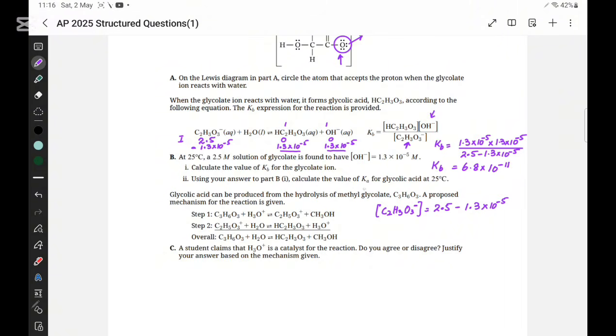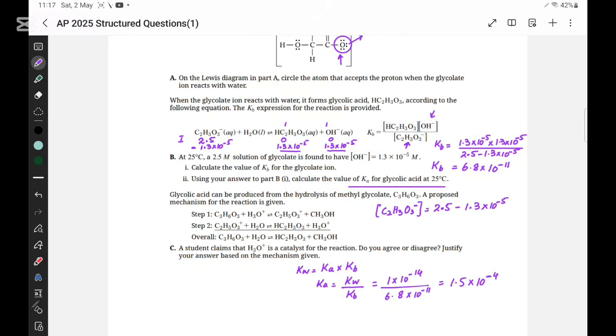Now for the next part they are saying calculate the value of Ka. We have a formula which is Kw is equal to Ka times Kb, and if we want to find Ka, it is Kw divided by Kb. Kw value is 1 times 10 to the power minus 14 and Kb value is 6.8 times 10 to the power minus 11, and the answer that comes out to be 1.5 times 10 to the power minus 4.